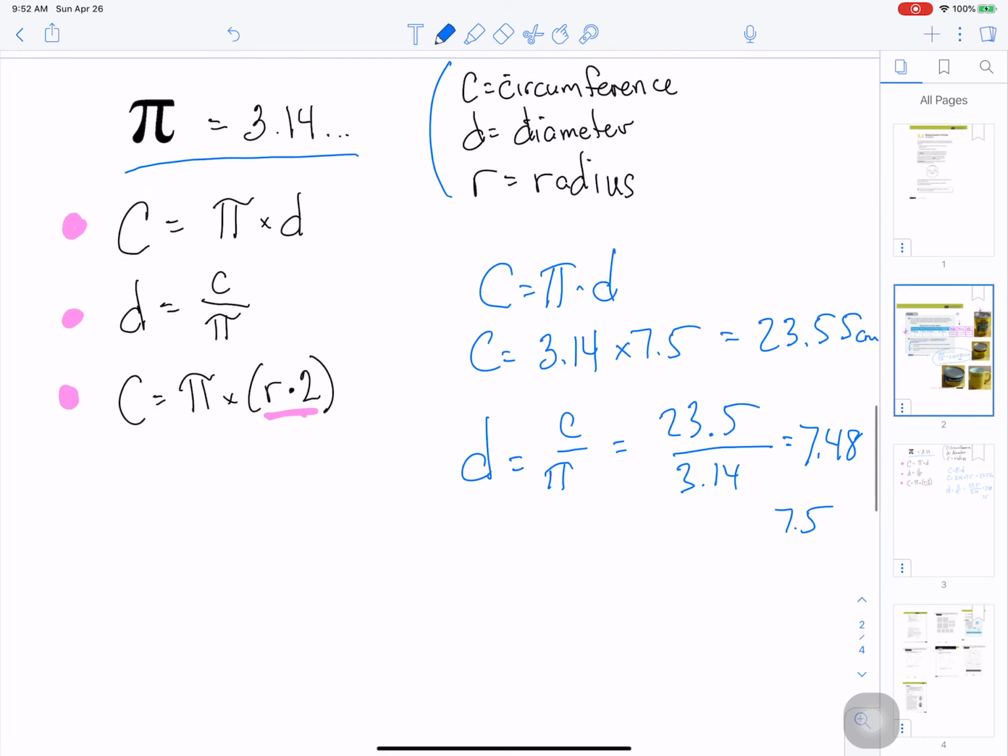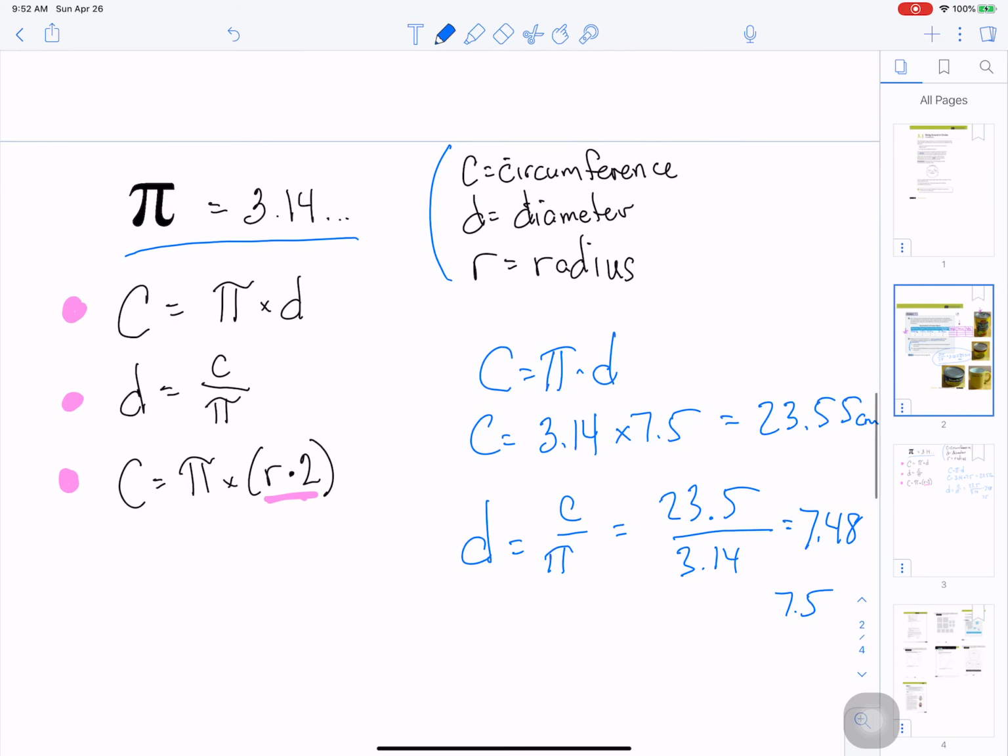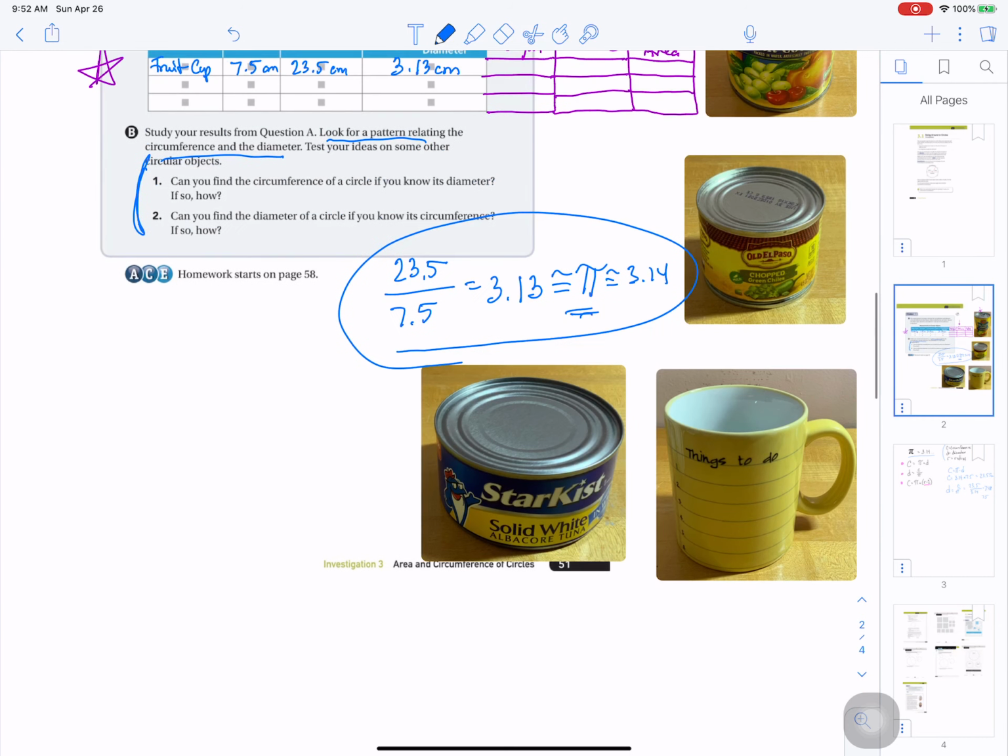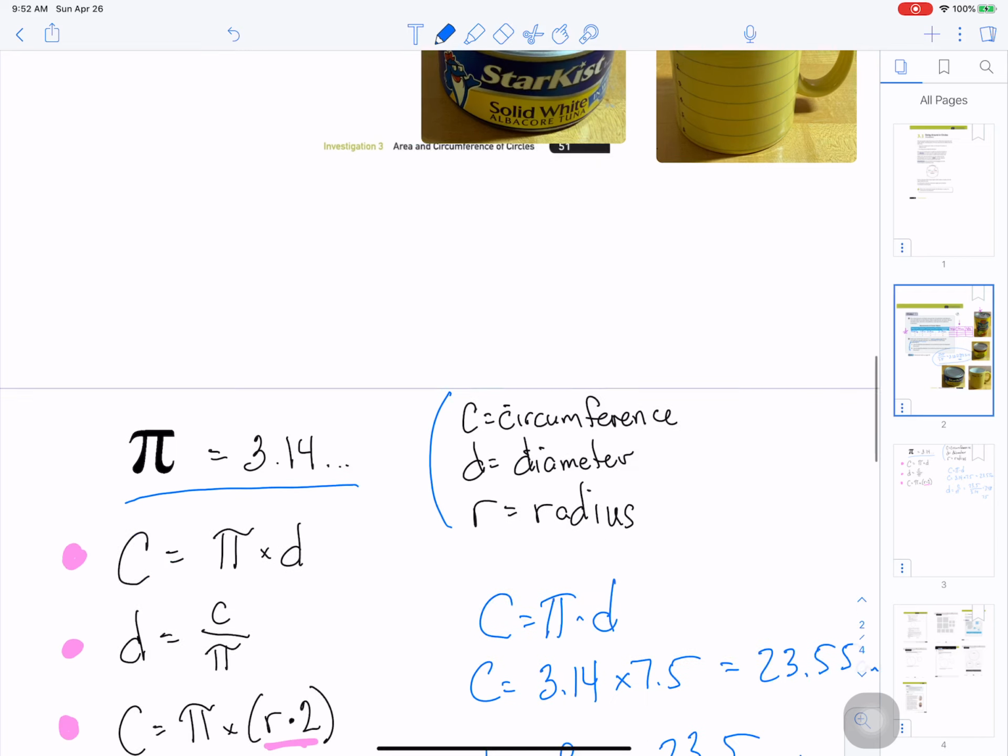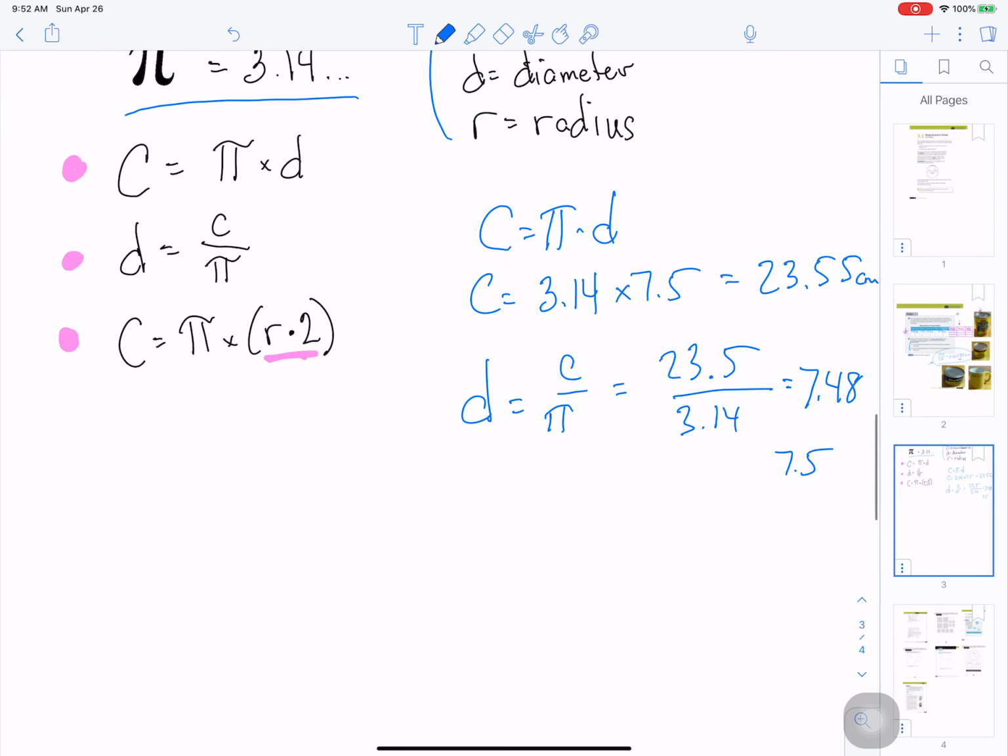I want you to find 4 objects. I want you to fill out the table, add on to the table. I want you to show me your math, and then I want you to actually test out all of this here. Test out what happens to circumference if you know diameter, and find out if you want to get diameter if you know the circumference, and see how close you get to your actual answers in the end.